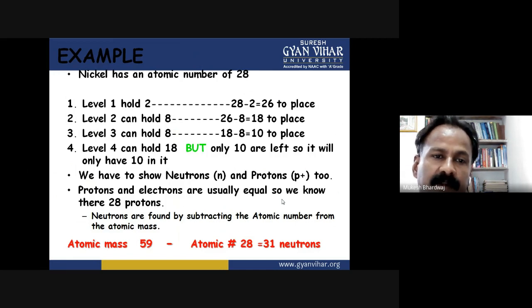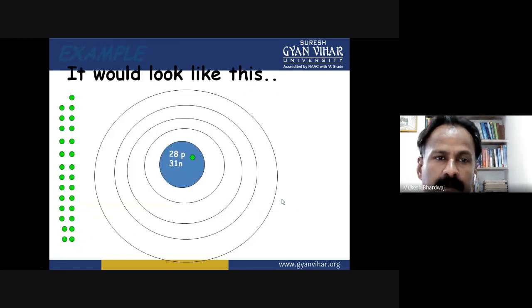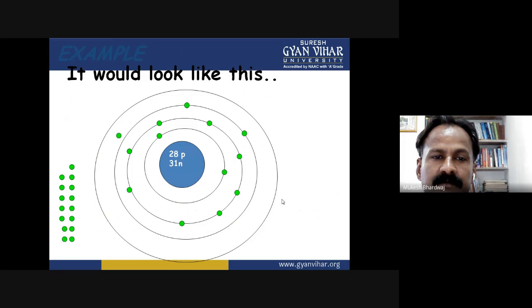Example: nickel has an atomic number of 28. Level 1 holds 2, 26 to place. Level 2 can hold 8, 18 to place. Level 3 can hold 8, 10 to place. Level 4 can hold 18, but only 10 are left, so it will only have 10 in it. We have to show neutrons and protons too. Protons and electrons are usually equal, so we know there are 28 protons. Neutrons are found by subtracting the atomic number from the atomic mass. So atomic mass 59 minus atomic number 28 gives 31 neutrons. It would look like this. See the animated view of electrons.